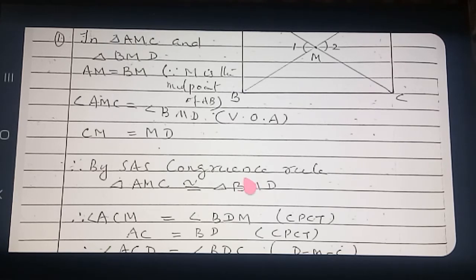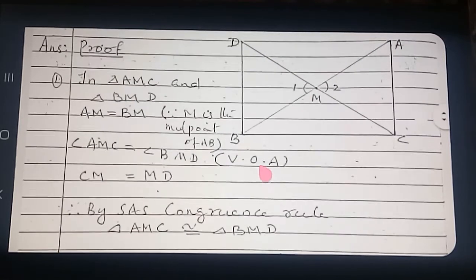Okay. Now here we take angle C and angle D as equal. Angle C and angle D. Angle C means which angle? See from the diagram: C means this angle, angle ACM.